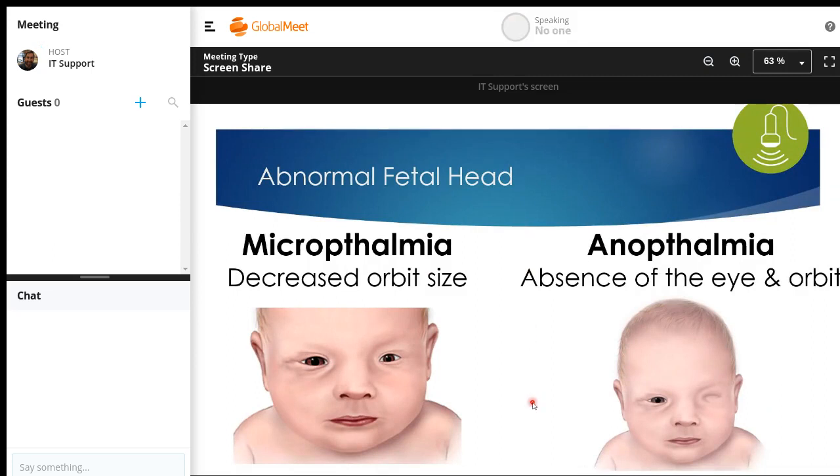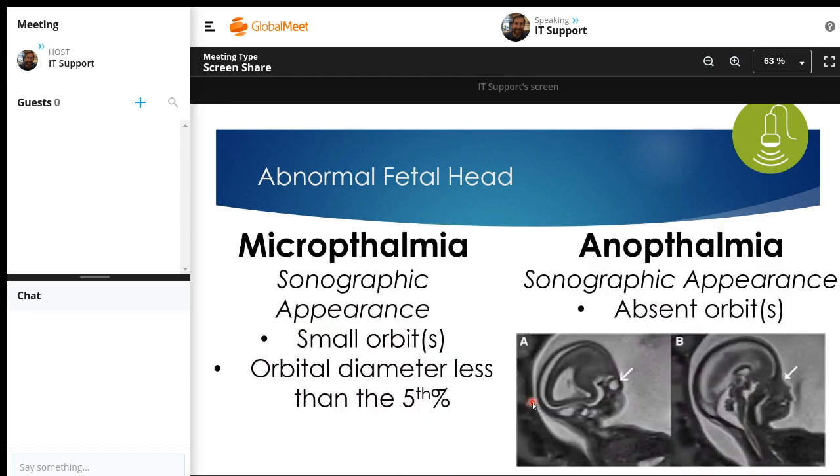All right, so continuing with the eyes. So we have microphthalmia, which is decreased orbit size, and anophthalmia, which is the absence of the eye in the orbit. So anophthalmia is an absence of everything. So the optic nerve, chiasma, and all the tracts are absent. These can be isolated or part of a chromosomal anomaly. They can also be caused by an intrauterine infection.